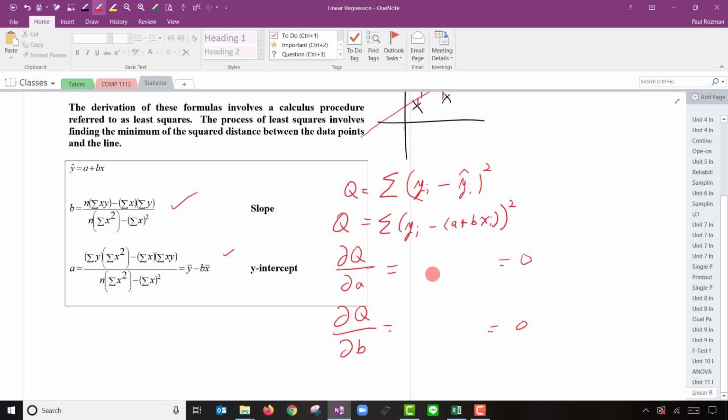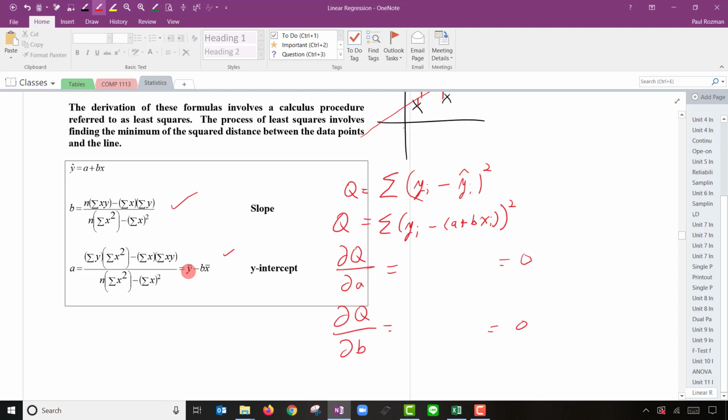The algebra obviously gets to be a little nasty once you have the two equations. You have to solve them. It's two equations with two unknowns, and when you solve them, you get a and b. And this process extends to however many variables you have. If this were 3 variables, it'd be a plus bx1 plus cx2. And then I'd take partials with respect to a, b, and c, and I'd have three equations with three unknowns, and I'd come up with my three estimates here.